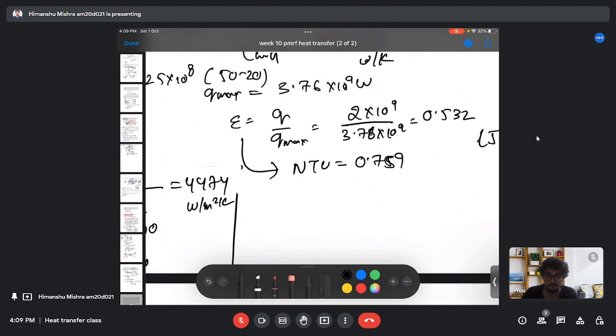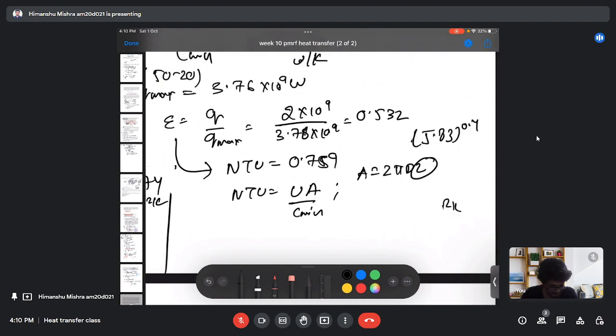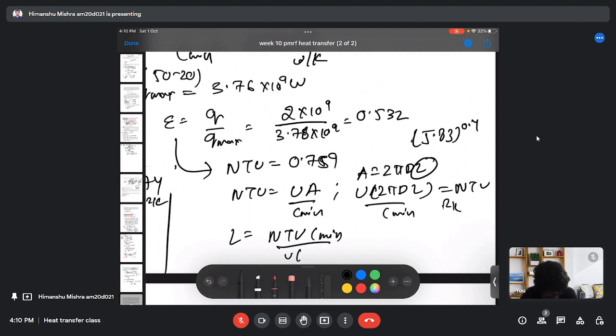So once we got the NTU, and we also found the overall heat transfer coefficient, we can easily find the geometry of the heat exchanger, I mean, the size of the heat exchanger. So my area is, and we need to identify the length. So my length will be given as 2πd multiplied by N.